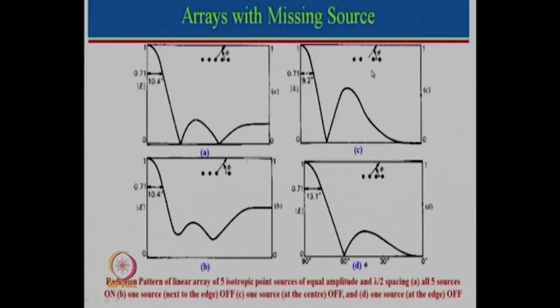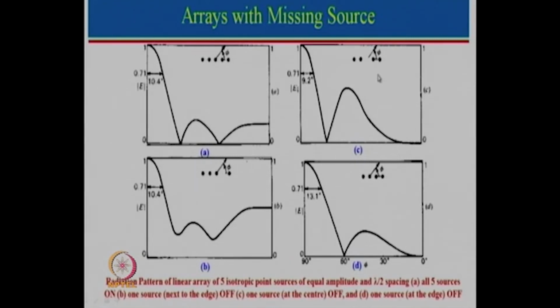Over here there is a different situation. The central element is not fed, but all the other elements are fed. Let us see what is happening. The beam width has reduced from 10.4 to 9.2, but the side lobe level has increased drastically. So again, if we blindly apply the concept that reduced half power beam width means increased directivity, it will give us a wrong answer. In fact, the directivity here is reduced compared to this, because a lot of power is getting wasted in this minor lobe, which has increased significantly.